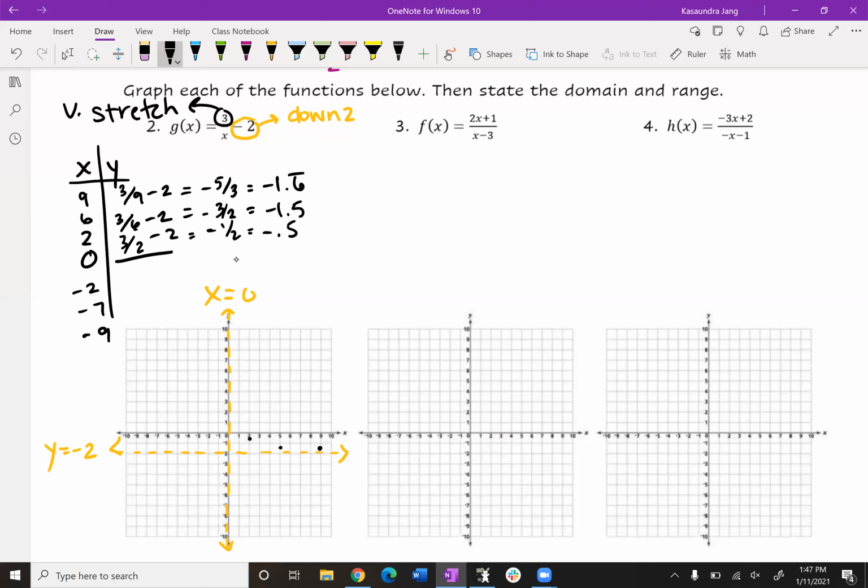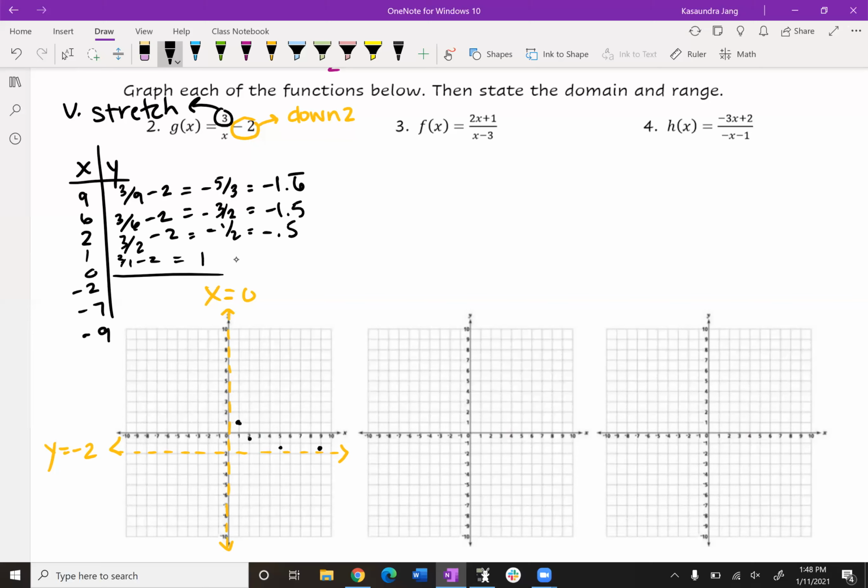I don't know about you guys, but I think I might want something a little closer to the asymptote just to see this curve a little better. So maybe I'll plug in like a 1 or like a 1/2 or something like that. You guys get what I'm saying? Just to kind of see the curve a little better. Maybe I'll put a 1 in here. 3 over 1 minus 2. 3 divided by 1 is 3, minus 2, okay, is 1. So that hits at a +1.